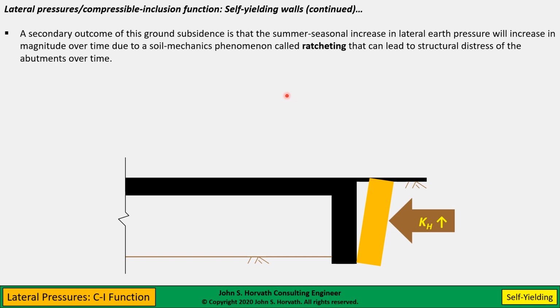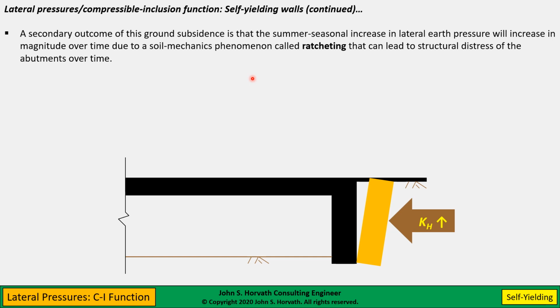This, as a secondary outcome of the ground subsidence, is that, as I noted previously, each summer season begins not at the at-rest state, but at some horizontal earth pressure that is greater than the at-rest state. And this is a soil mechanics phenomenon that is technically known as ratcheting. With each back and forth, back and forth cycle, you are beginning each new cycle at a greater and greater earth pressure. So that in the summer, as you jack this into the soil, it's going to go up and up and up.